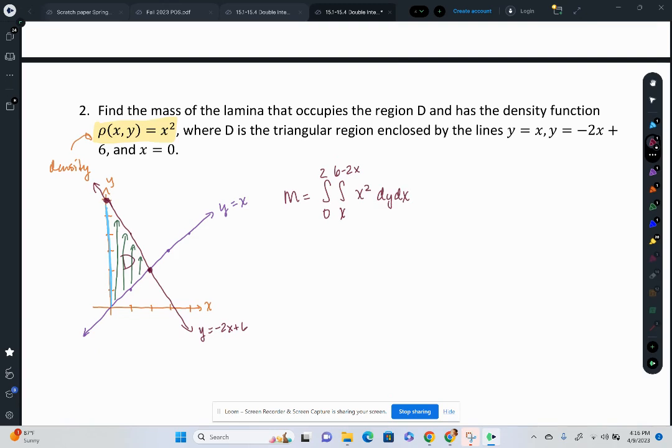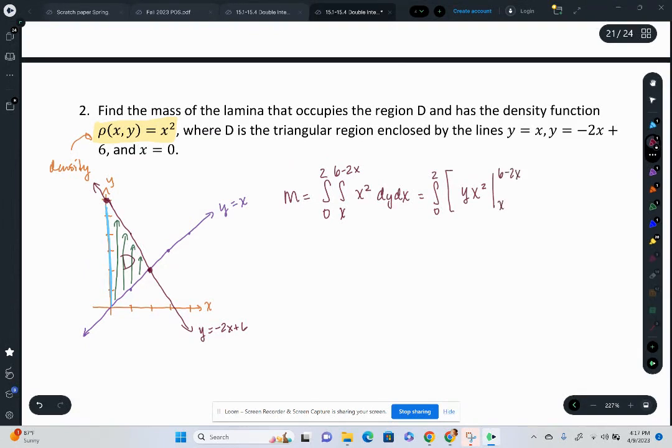All right, when I integrate with respect to y, I have to remember that x squared is just a constant. And so this just becomes the integral from 0 to 2 of yx squared from x to 6 minus 2x. After we integrate that and evaluate that, we can integrate with respect to x. Everywhere there's a y, plug in the 6 minus 2x and then the x. So this gives me the integral from 0 to 2 of, I'm going to pull this x squared out. I have x squared times 6 minus 2x minus x squared times x.